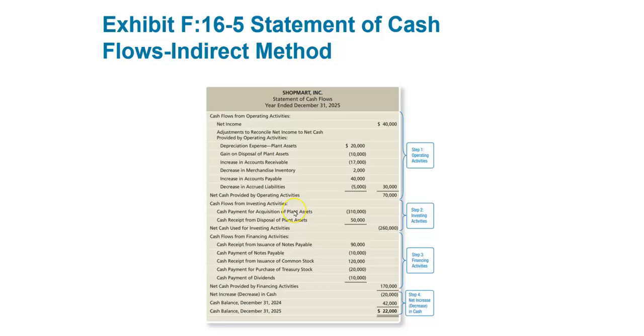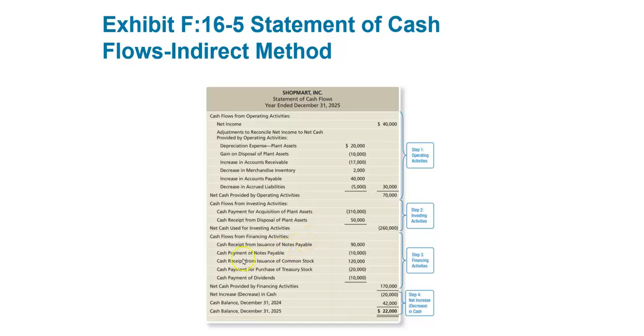Okay? The difference is between the comparative balance sheet, you just follow the cash flow. There was a cash payment, you subtract it out. This is the investing part. So it was a cash payment for the acquisition of assets. So cash flowed out, so it's a negative. You'd reduce it. Cash receipt from disposal of plant assets. That was a cash inflow. You add it, subtotal, you bring it over. Cash used for investing activities. You actually spent $260,000 in cash on investing.